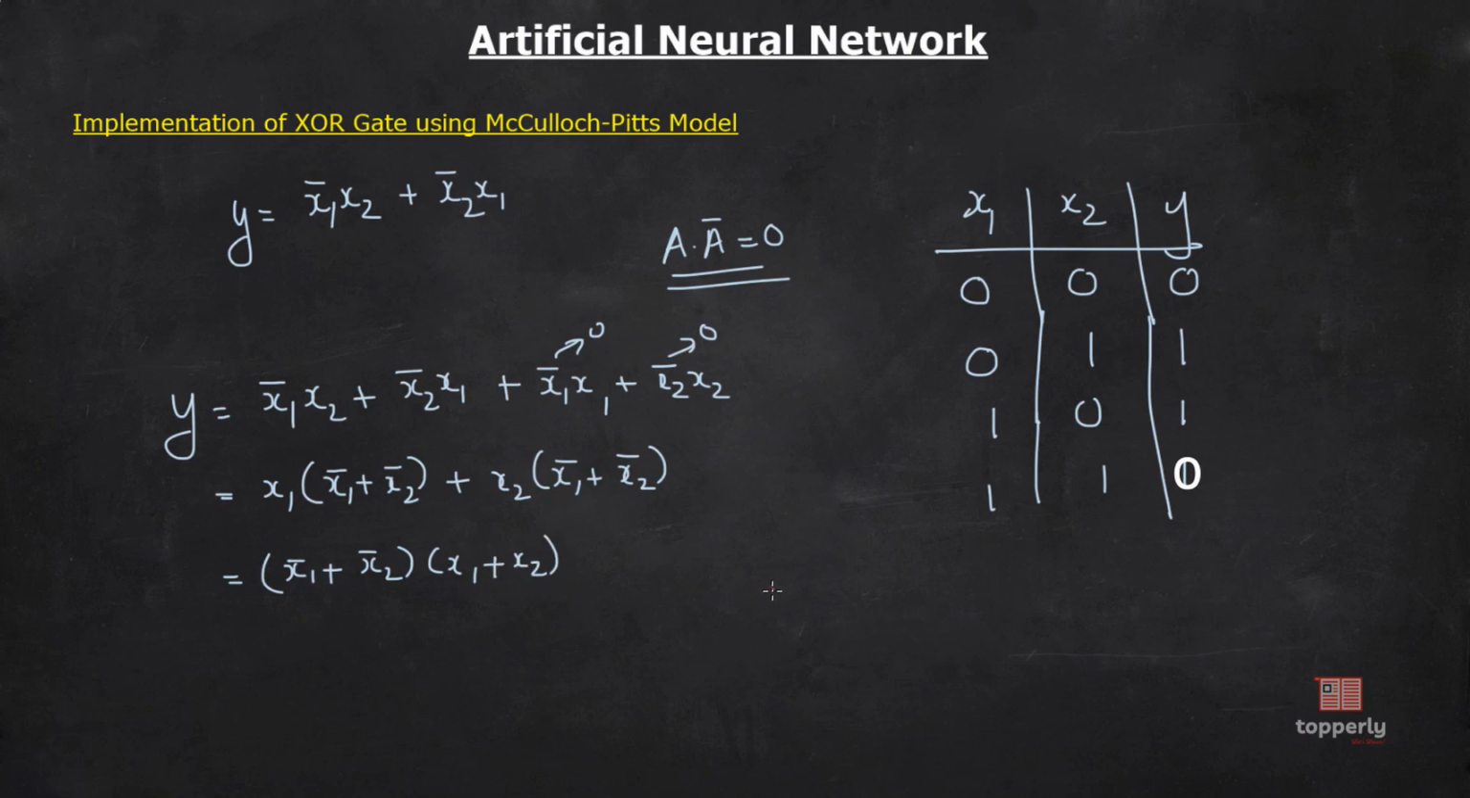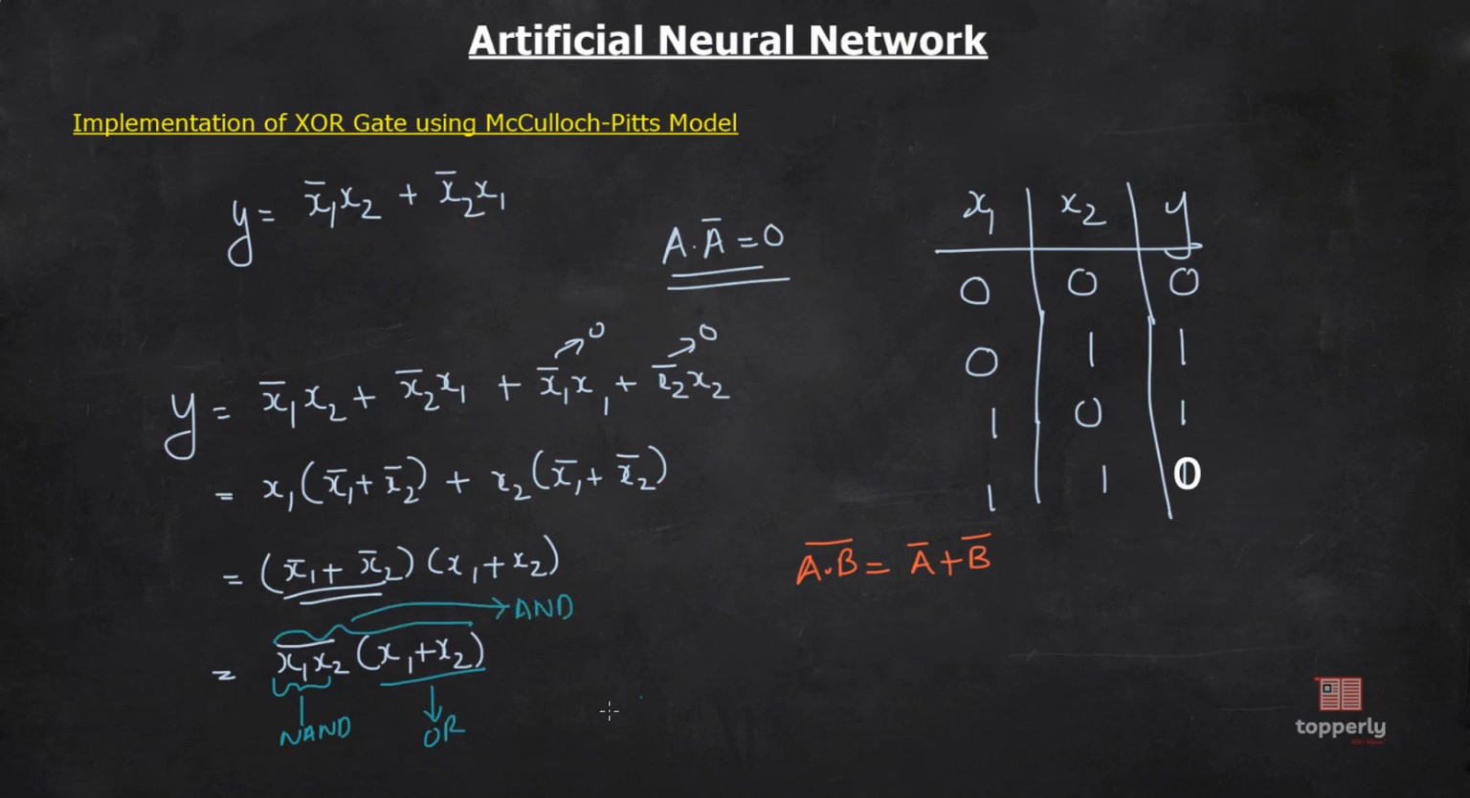Now, using De Morgan's law, we know that a dot b the whole bar equal to a bar plus b bar. Using the same logic, we will write this part as x1 x2 the whole bar into x1 plus x2. Is it okay? So if we look into it, we have a NAND gate over here, we have an OR gate over here, and this total expression is ANDed, right? So we need NAND gate, OR gate, and AND gate to implement the XOR gate.